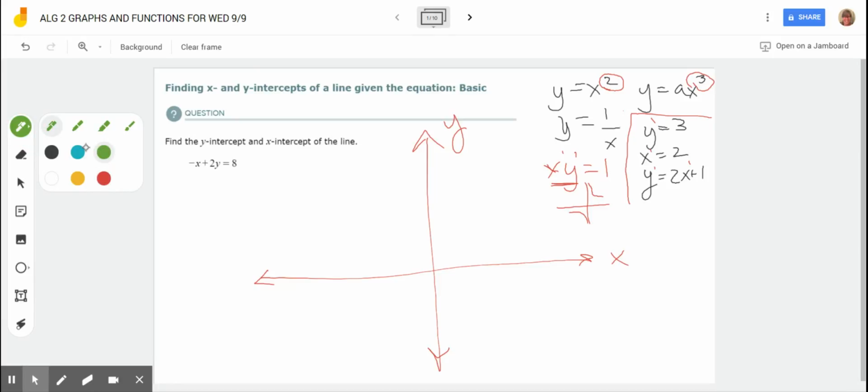All right, so here we go. There's a couple ways of doing this. Find the y-intercept and x-intercept of the line. The easiest way to do it is, notice, this is just a temporary line. This is not this line, but notice: the x-intercept is where a line crosses the x-axis. A y-intercept is where it crosses the y-axis. Now, what do you know about x at the y-intercept, on the y-axis?